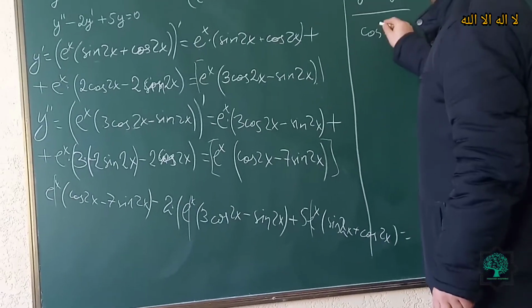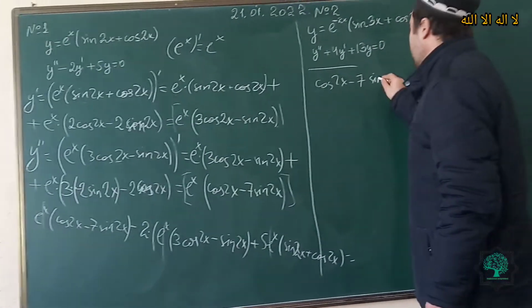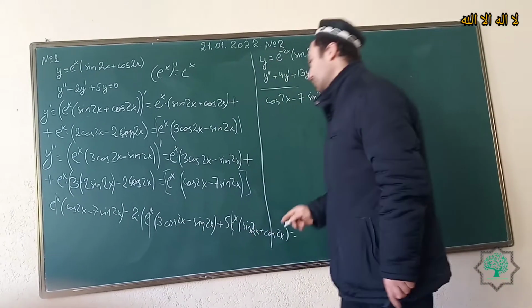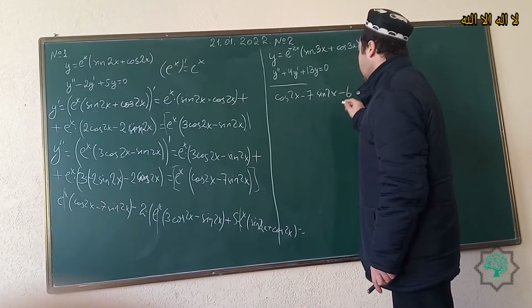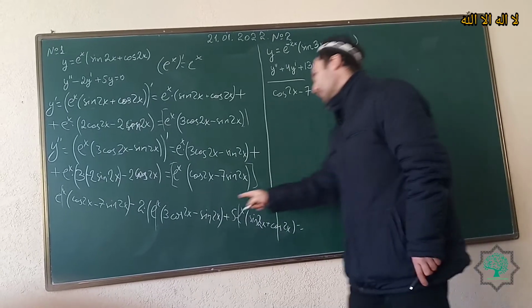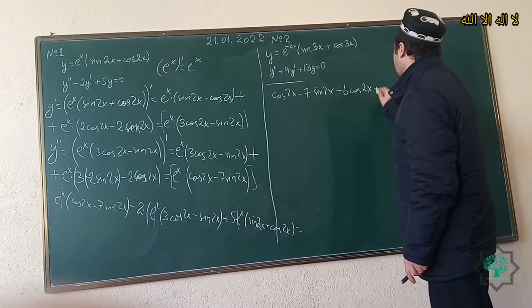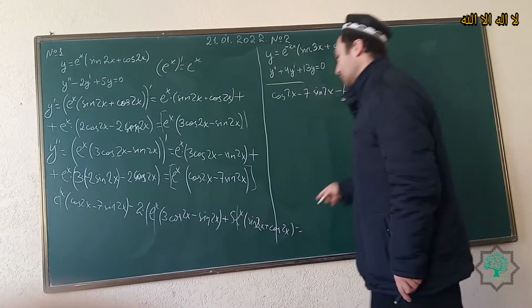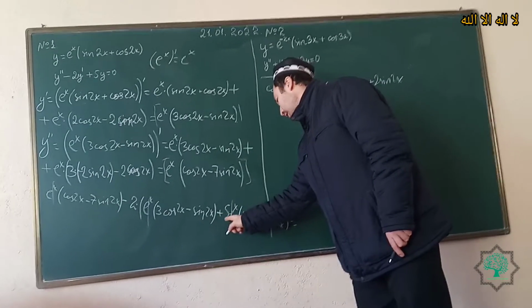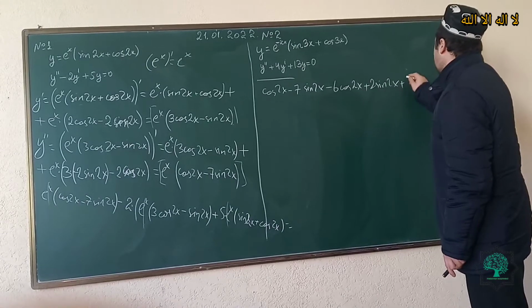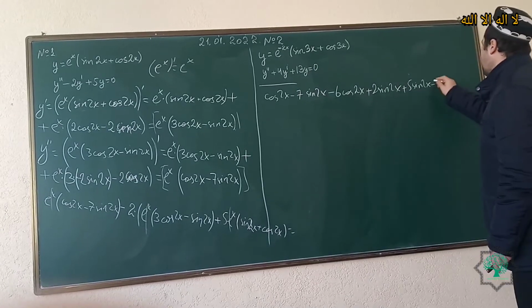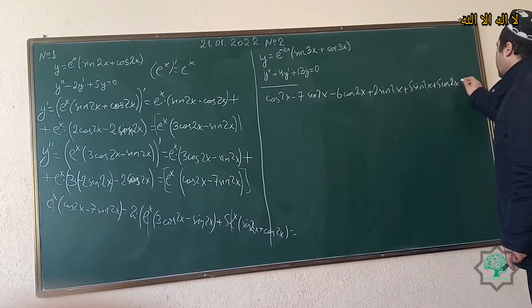We have cosinus 2x minus 7 sinus 2x minus 6 cosinus 2x. Minus and minus, here we have plus 2 sinus 2x. Plus 5 sinus 2x, and plus 5 cosinus 2x.